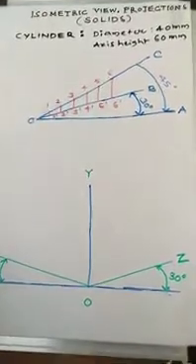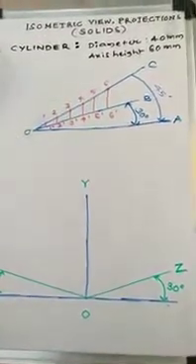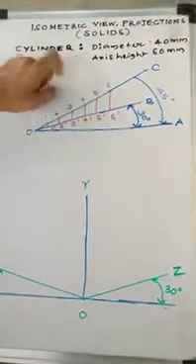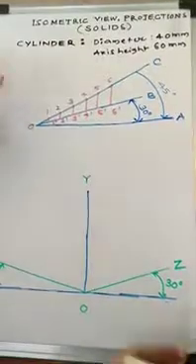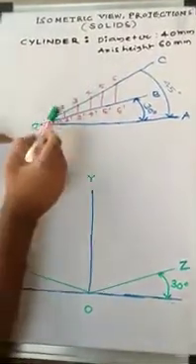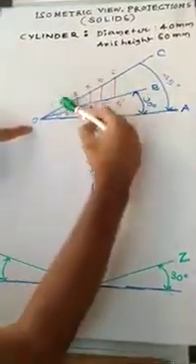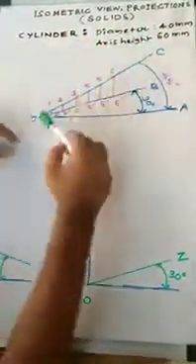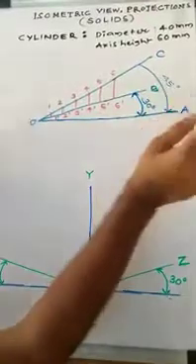Good morning, students. The present topic is: draw the isometric projection of a cylinder. Diameter is 40, axis height is 60. This is the isometric scale, 60 mm: 1, 2, 3, 4, 5, 6. This is true length. OC is a true length line. OB is going to be the isometric projection length line.